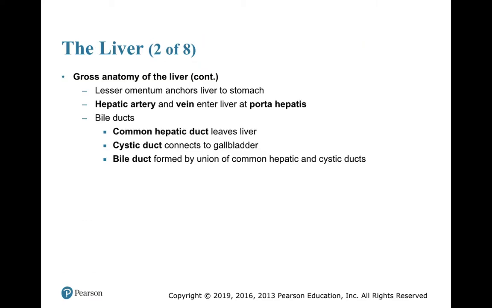Different view. Lesser omentum anchors the liver to the stomach. The hepatic artery and vein enter the liver at the porta hepatis. The bile ducts: the common hepatic duct leaves the liver. The cystic duct connects to the gallbladder, and the bile duct is formed when the common hepatic and cystic ducts join together.